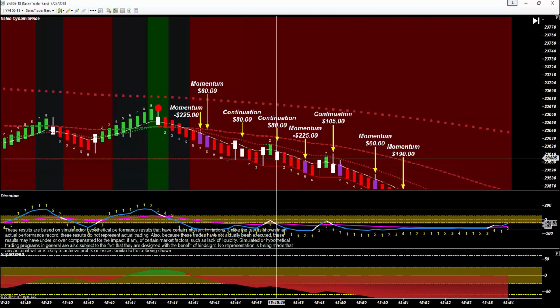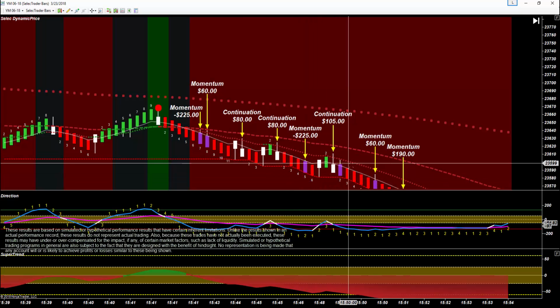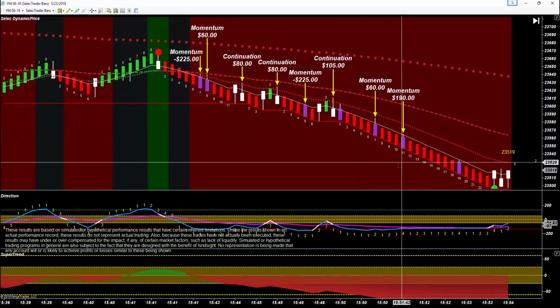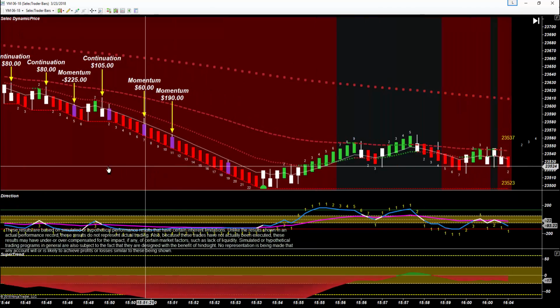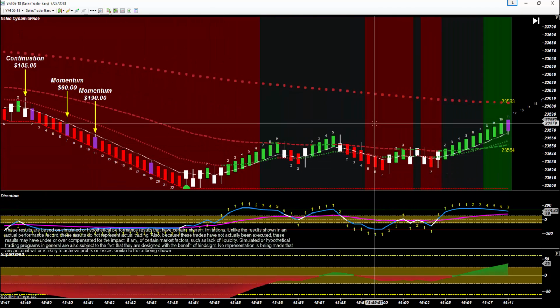Another continuation short for profit target, a momentum loss, a continuation short for profit target plus 5 extra ticks, and back-to-back momentums, letting us take part in the rest of that run. And that will take us to the end of the day. And that is all of our qualified trades for the day.